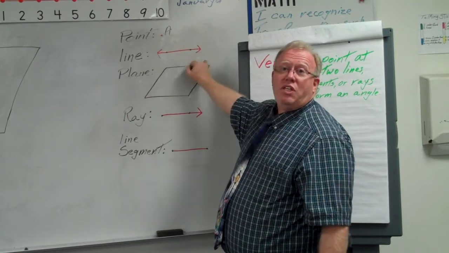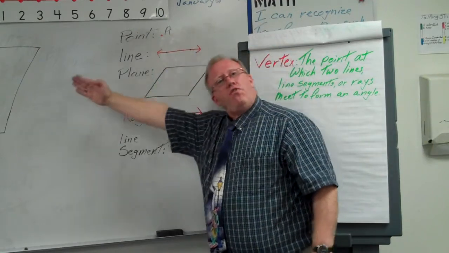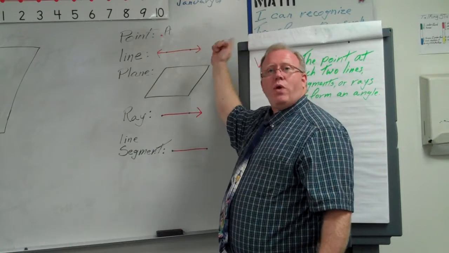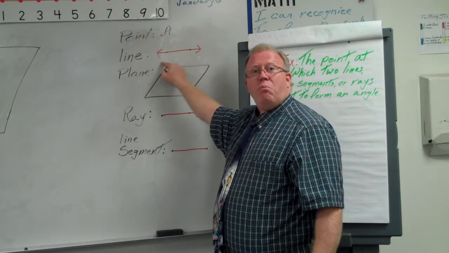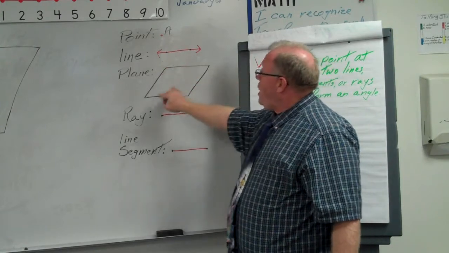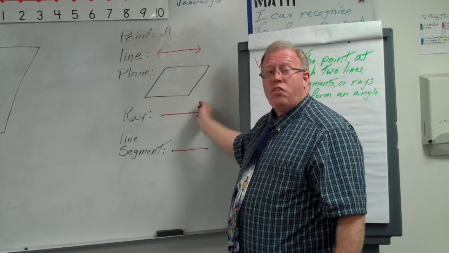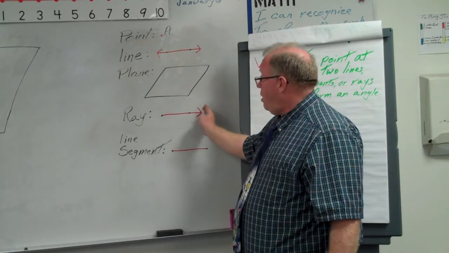A line has continuous. Okay? This tells me that my line is going to continue forever this direction, and it's going to continue forever the other direction. Notice it has 2 points in it. That's to help maintain that line. Then we have a plane. A plane is a flat surface. There's no thickness to it at all. It's just a flat surface that we're going to work on.